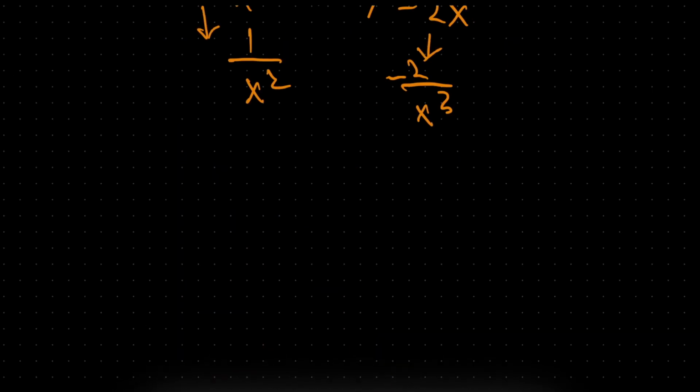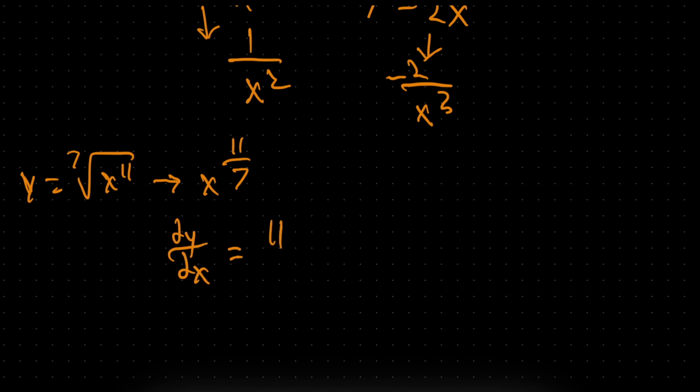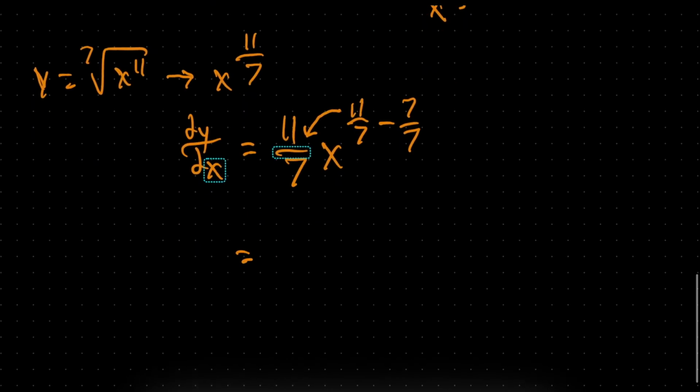But before I end off this section, I want to share one more example. We have the 7th root of x to the 11th power. You can simplify this to x to the 11 over 7. Taking the derivative of this, let's say this is equal to y. dy/dx is going to be 11 over 7 times x to the 11 over 7 minus 7 over 7, or minus 1 rather. This 11 over 7 is hopping down here. It's being subtracted by 1. So this is equal to 11 x to the 4 over 7, all of that over 7.